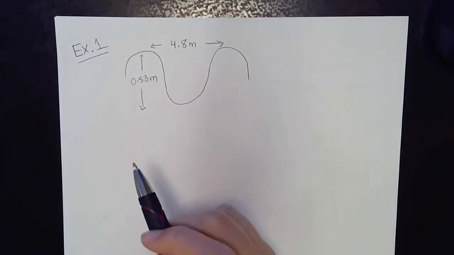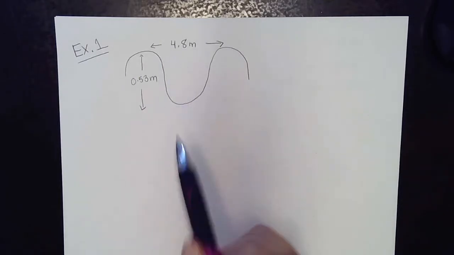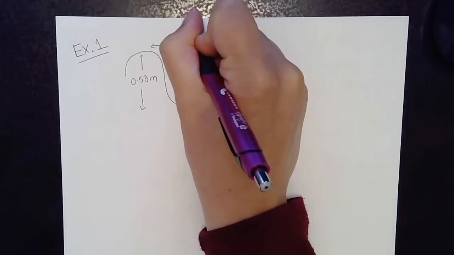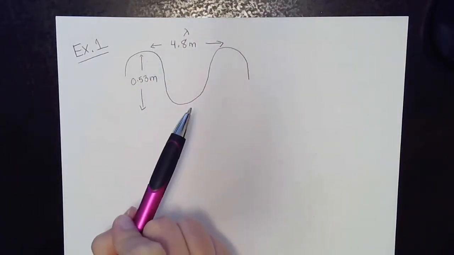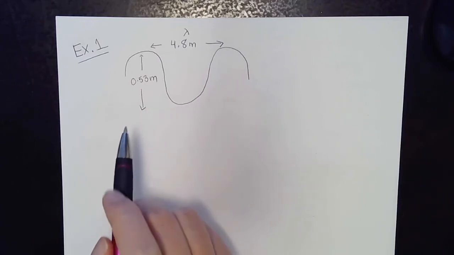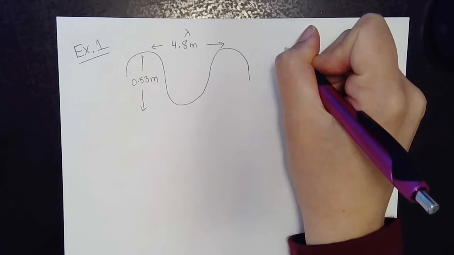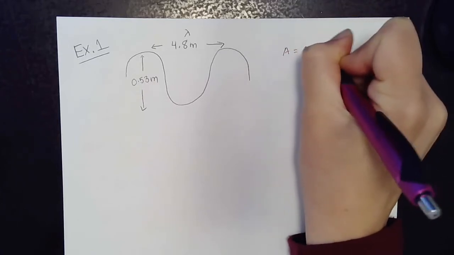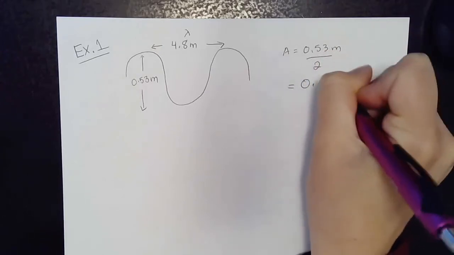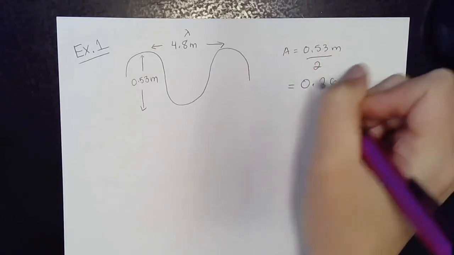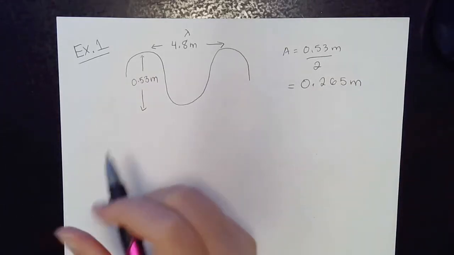Okay, so we're given the distance between two adjacent peaks, which is the wavelength, 4.8 meters, so we already have that. And then this distance from the crest to the trough will be twice the amplitude. So we can find the amplitude by taking 0.53 meters divided by 2, which gives 0.265 meters.